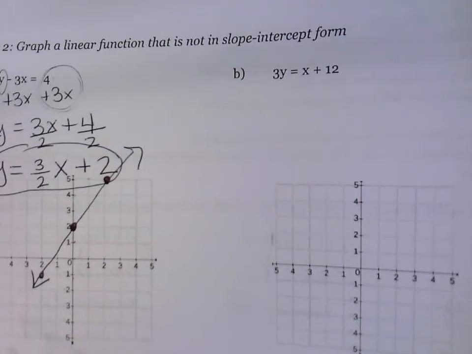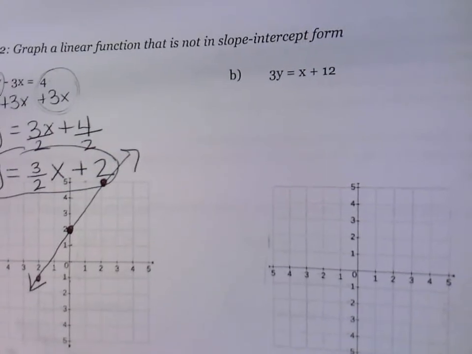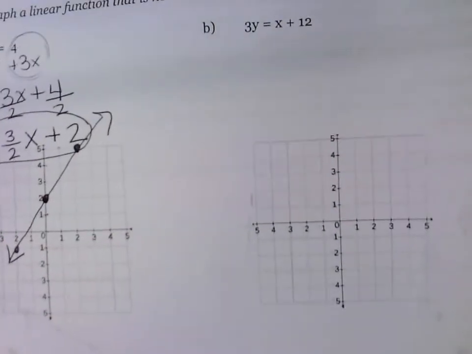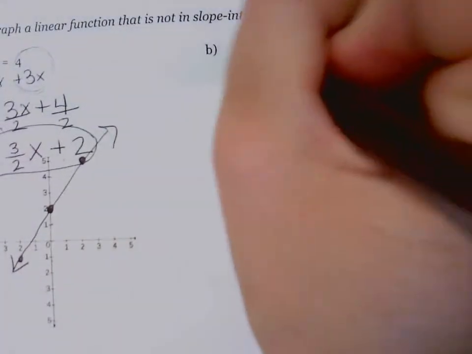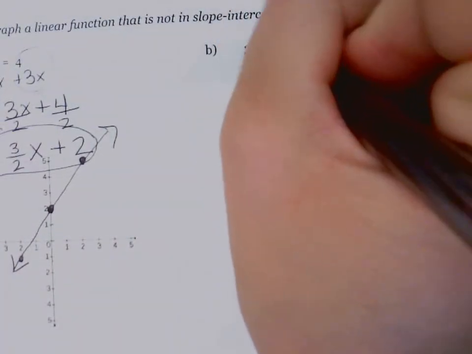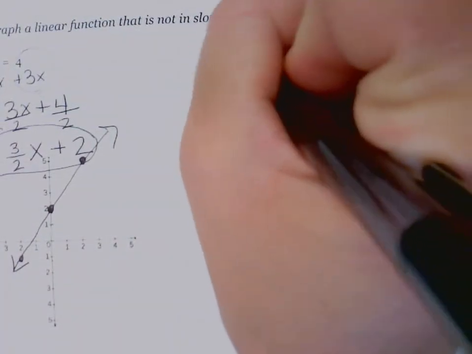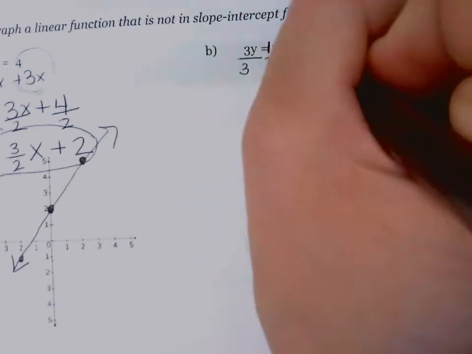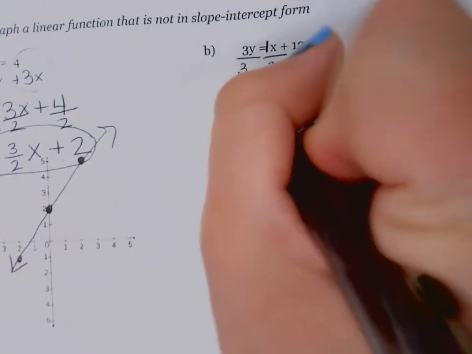All right, what would I do for part B? How do I get the y by itself? Well, this is a 1, so I'm going to divide everything by 3, right, to get the y over there. Y is by itself now.